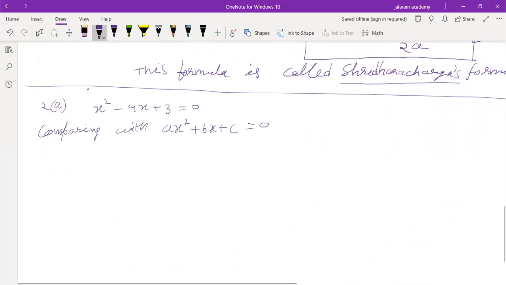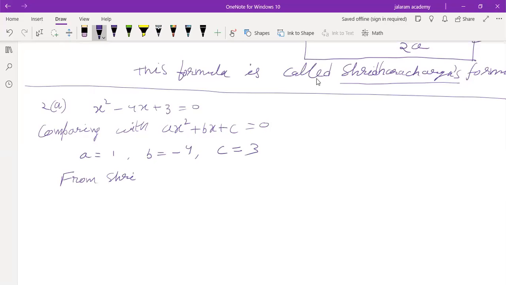So what are the values of a, b and c? a equals 1, b equals minus 4. Don't forget to apply the sign also. c equals 3. Okay. Then we write from Sridharacharya's formula.